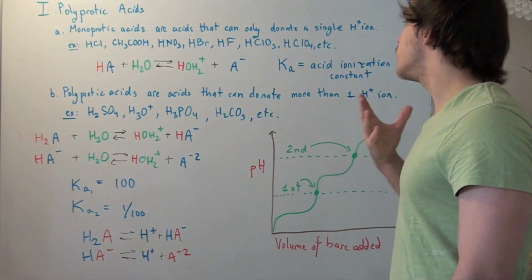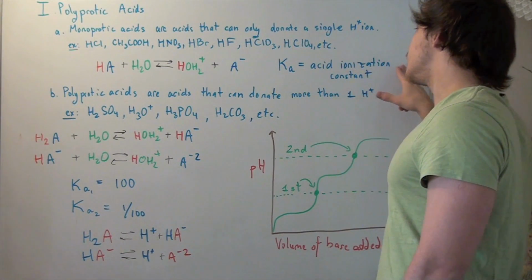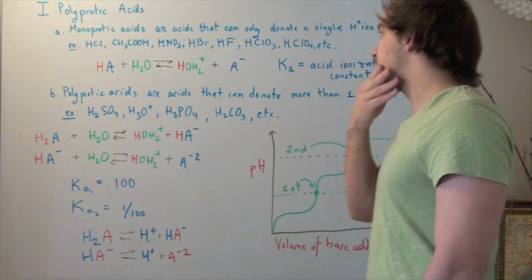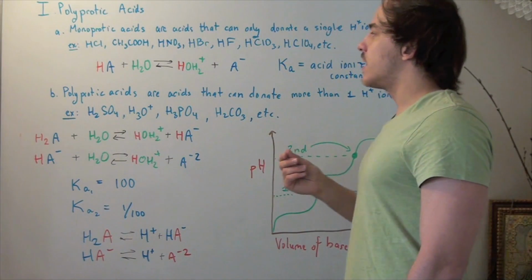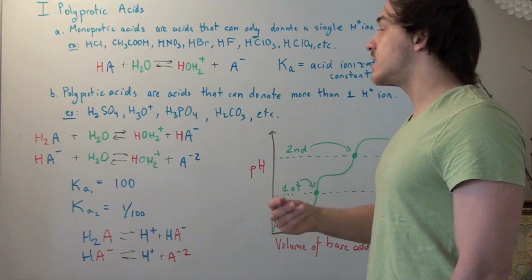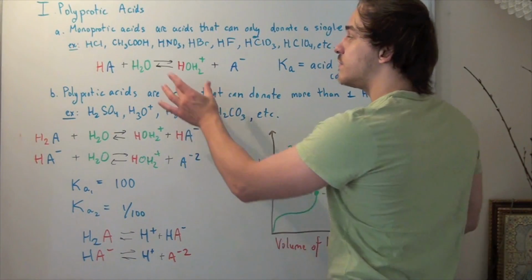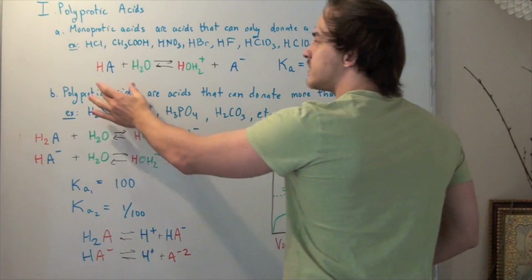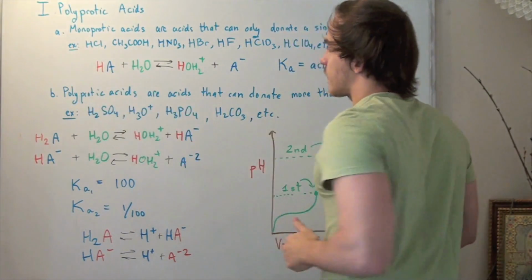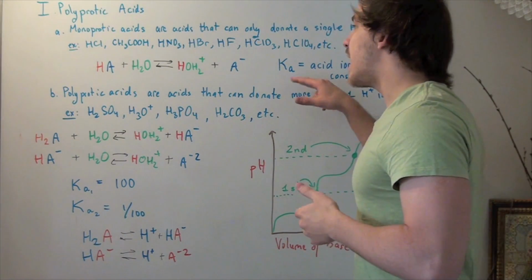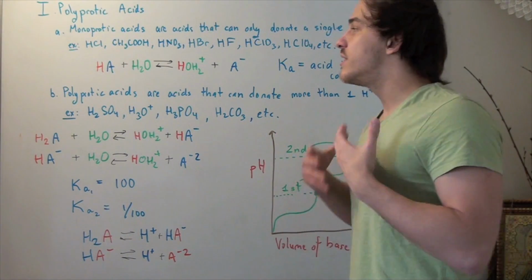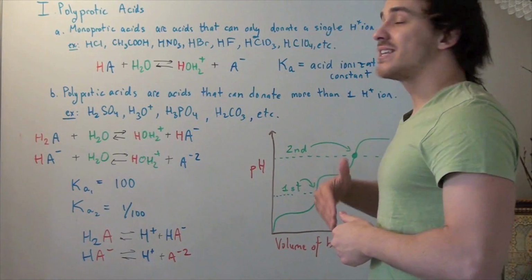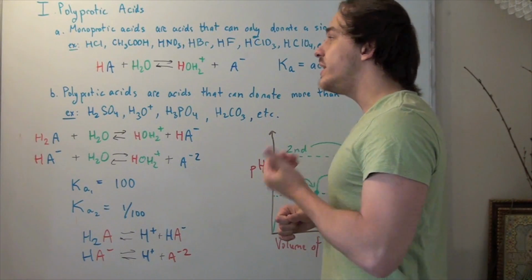Now we've spoken about something called Ka, or the acid ionization constant. If you don't know what K is, check out the link above. But Ka is basically the product of the concentrations of the products, so the concentration of this guy times the concentration of this guy, divided by the concentration of the reactant, this guy. And we said that if our Ka value is high, if it's bigger than 1, that means our acid is a strong acid. And if our Ka is low, if it's less than 1, we're dealing with a weak acid.